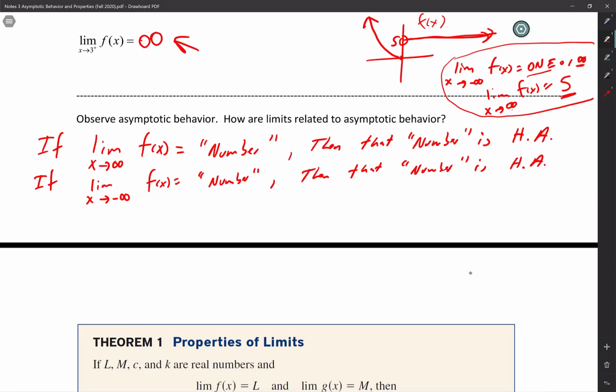I know that's not a good example of a horizontal asymptote because it's just a horizontal line all the time, but it's like a horizontal asymptote. Did all that make sense?